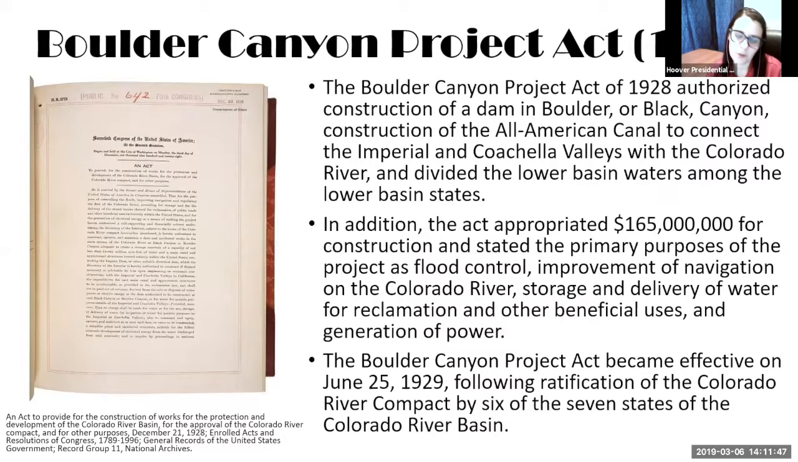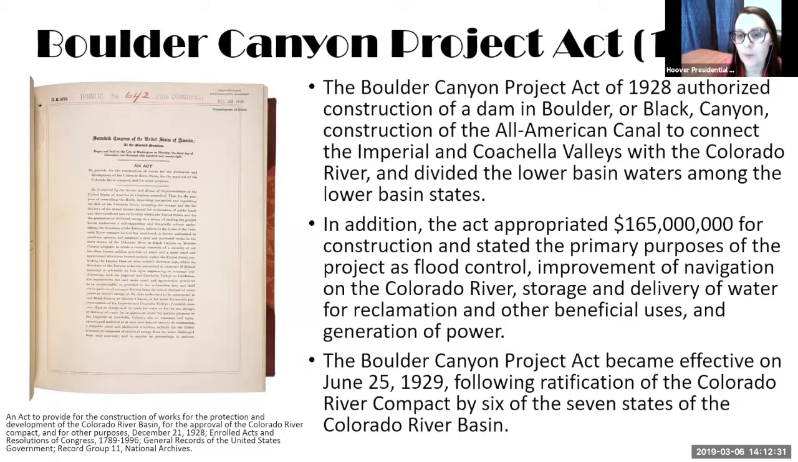All appropriation bills originate in the House of Representatives. And so in order to build something as massive as a public works project like a dam, like the Hoover Dam, there was going to have to be money approved for it or earmarked for it, we say. So this bill originates in Congress. It's the Boulder Canyon Project Act, and it authorized the construction of a dam in Boulder or Black Canyon for an all-American canal to connect the Imperial and Coachella valleys with the Colorado River, and divided the lower basin waters among the lower basin states.